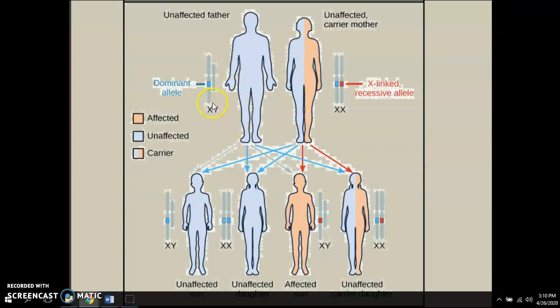We look at the daughter. Daughter gets dad's X, which was unaffected. Great. She gets mom's X that is unaffected. So she is also going to be unaffected, and she will not be a carrier.